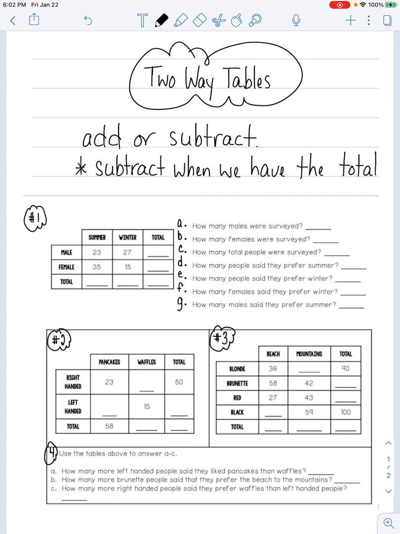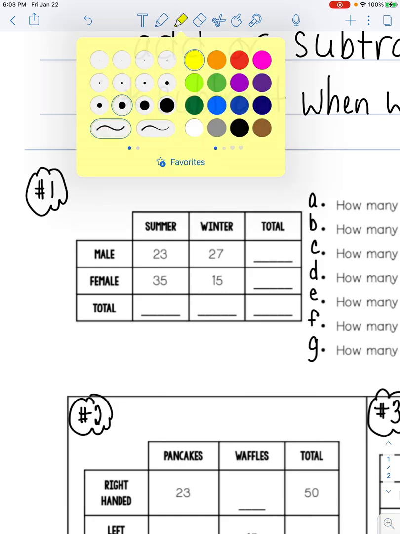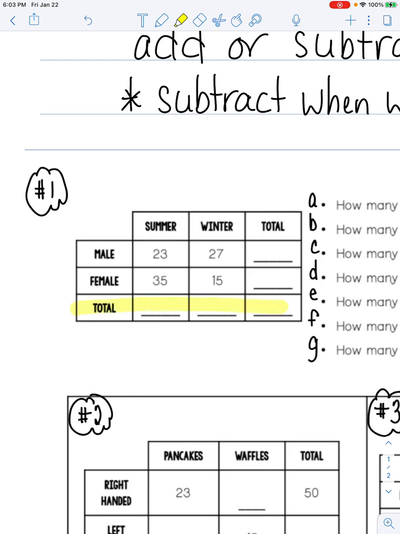So let's complete the table for number 1. Please use a calculator. So I notice, and I'm going to make this bigger, I notice that the bottom says total and the side says total. When we hear the word total, that means to add. So if they don't give us the total, we add. So watch this. I'm going to do 23 plus 35 gives me 58. Okay? So I'm going to add in these situations.